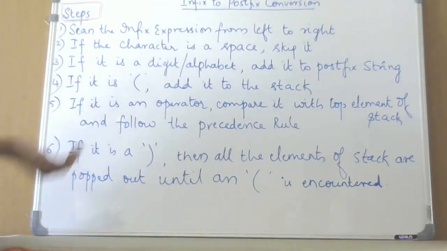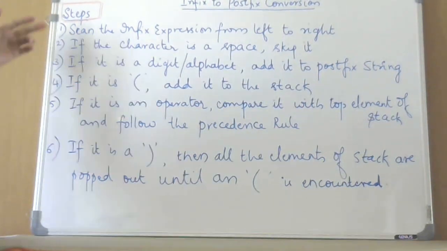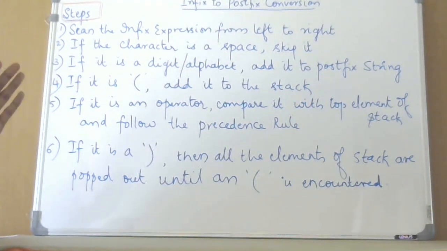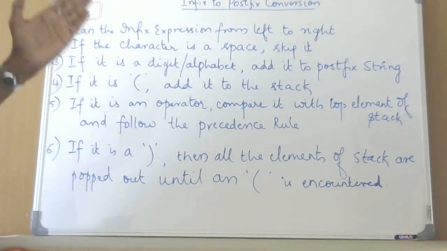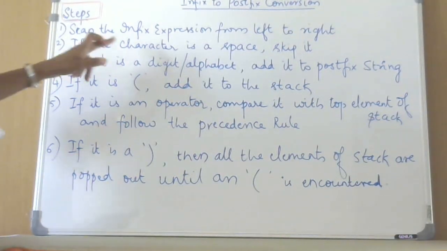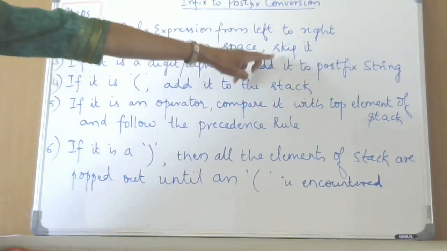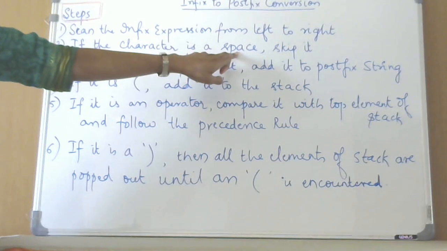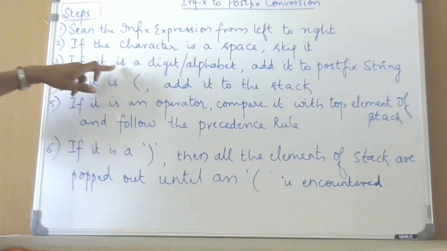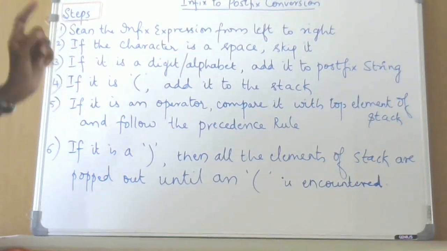After this, I will be taking up some examples to see how we can dry run a given expression to convert infix to postfix. The first step is you have to scan the infix expression from left to right. That means the given expression should be scanned character by character from left to right. If the character is a space, then you have to skip it. We are just going to ignore it. If it is a digit or alphabet, you are going to add it to the postfix string.